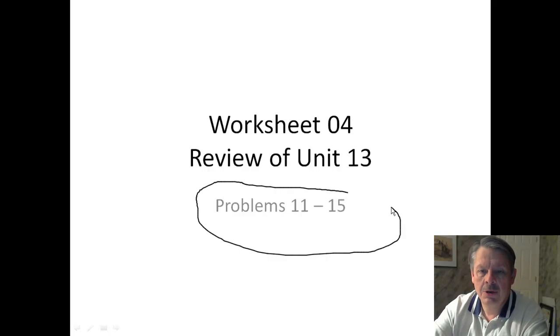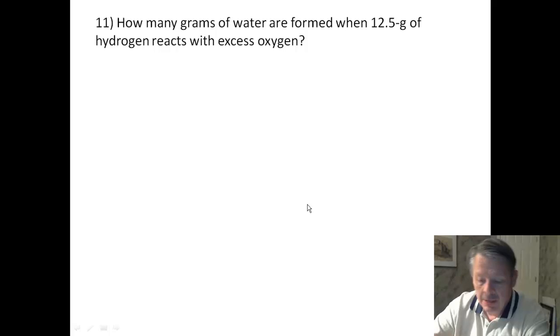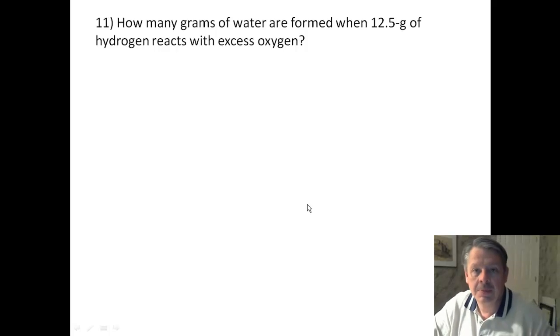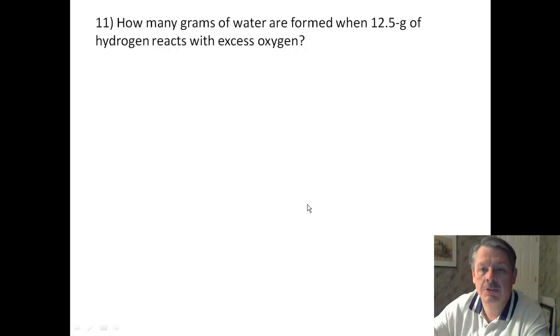Hey everybody, today we're going to do problems 11 through 15 on worksheet number 4. Alright, let's get started. How many grams of water are formed when 12.5 grams of hydrogen reacts with excess oxygen?